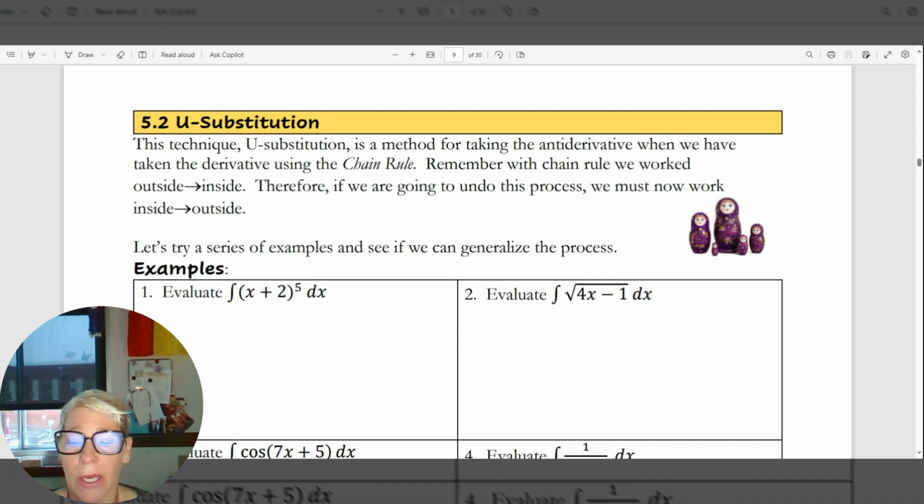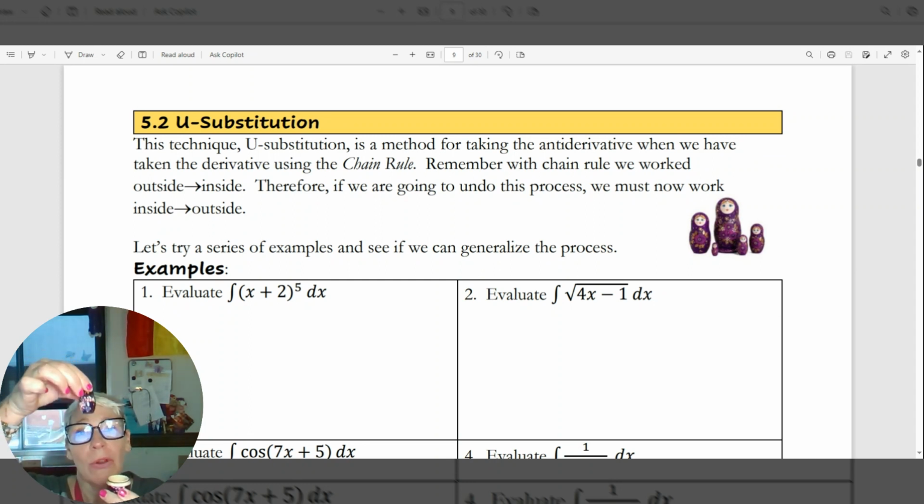So remember when I taught you the chain rule, I pulled out my adorable little dolls that I got in Prague. And we talked about how we work from the outside in. So you want to take the derivative of the most outside function in order to get to the next one inside. Then you take the derivative of what's inside to get to the next one, etc. So therefore, to undo this process and take the antiderivative, we have to undo our nesting dolls.